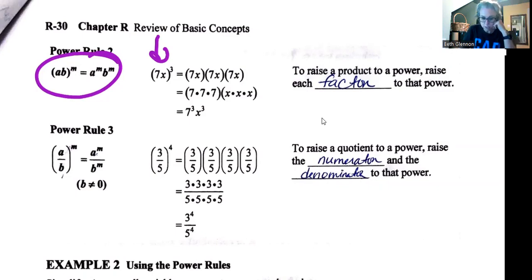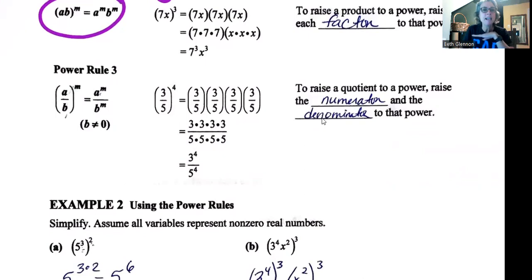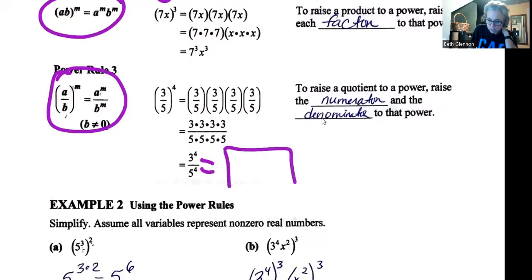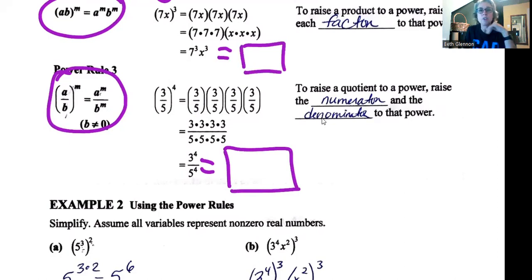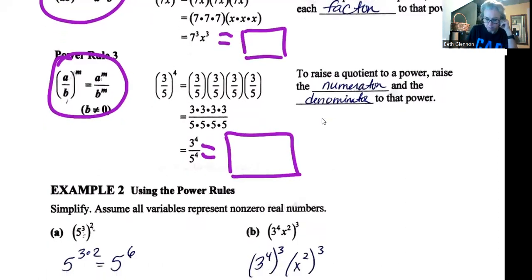The third power rule is when you have a fraction. That means everything in the fraction gets raised to that power. So here I have the fraction a over b, to the mth. I'm going to raise everything to that power. The example here is 3/5 to the 4th. So we have 4 3s and we have 4 5s. To be honest with you, you would go ahead and simplify these. You would not stop with 7 to the 3rd. You would not stop with 3 to the 4th. You'd reduce those numbers.